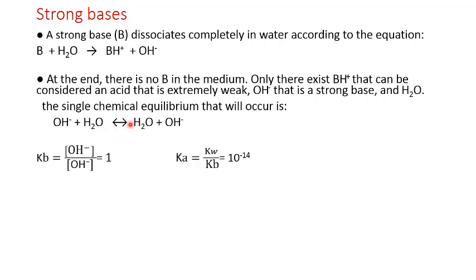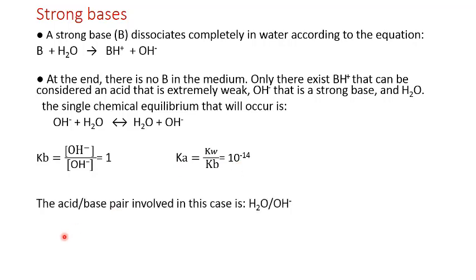So here also, let's find Kb. It is equal to the OH- concentration in the product over that of the reactant. They are equal, so it is equal to 1. Now refer to the previous formula: Ka equals Kw over Kb. It would be equal to 10 to the power minus 14.